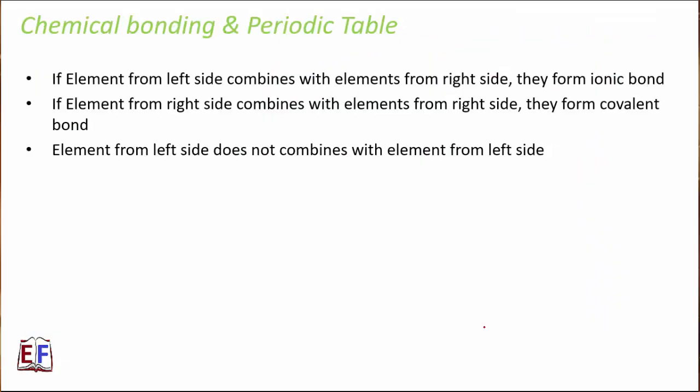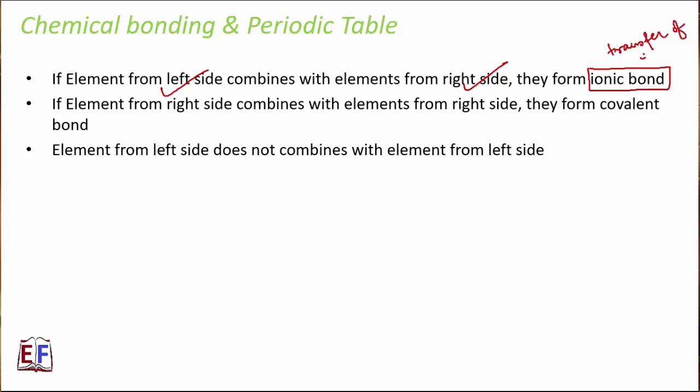In fact, chemical bonding also has a link with the periodic table. Let's see how. There also exists a relationship between chemical bonding and periodic table. So we notice that if element from left hand side combines with element from right hand side, they form ionic bond. Now, just a quick recap: when ionic bond forms, there is transfer of electron, right?